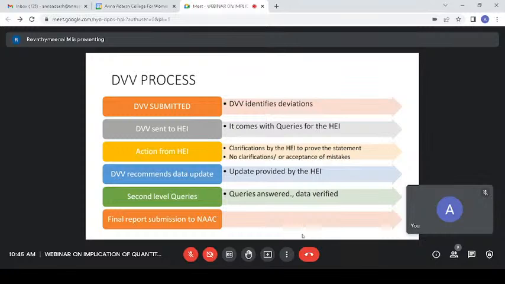We have to identify what is the area that they are saying no, we don't accept. Find out those gaps and answer them very well.